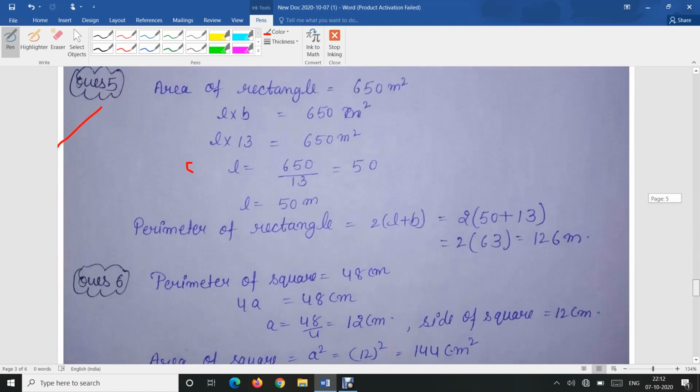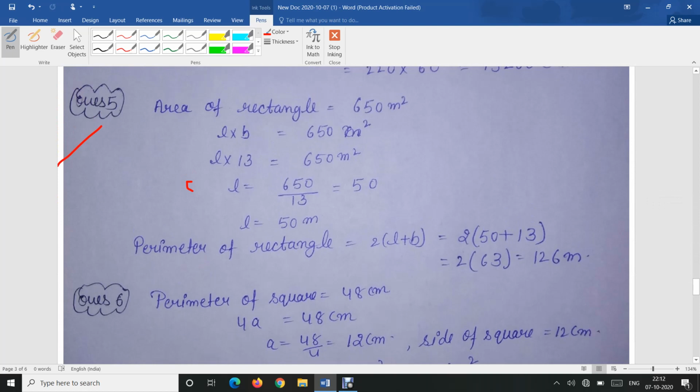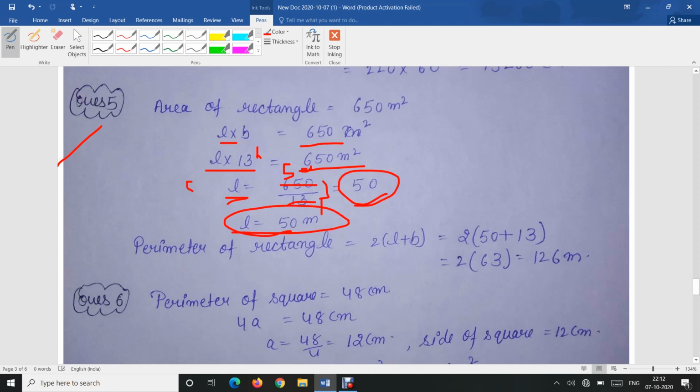First of all, you have to find the length of rectangle by using breadth and area. You know that the area of rectangle is 650 meter square, which is given. So length multiplied by breadth is equal to 650. You can put the value of breadth, which is given. So L multiplied by 13 is equal to 650 meter square. From here you can find out the value of length, which will be equal to 650 upon 13. Now you can divide 650 by 13. It will be 13 ones are 13, 13 fives are 65, and 0 is left. So L is equal to 50. That means length is equal to 50 meter.